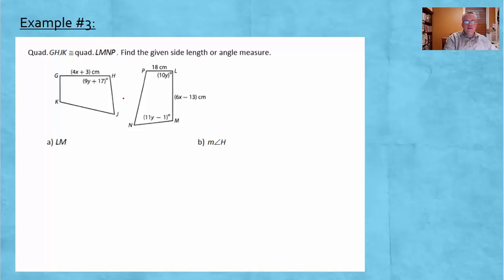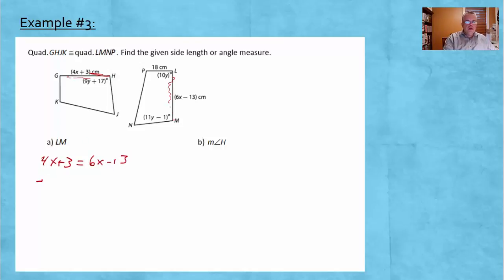Okay, LM. Where's LM? Oh, there it is. It's this side over here. I gotta figure out what LM matches. Well, if I'm not sure, look here. LM are the first two letters. That has to match GH. GH is right here. Now, we gotta be careful. This right here is the side length, 4x plus 3. 9y plus 17 is the measure of angle H. I don't know, we may need that later, but right now we need the 4x plus 3 equals 6x minus 13. Those are corresponding sides.